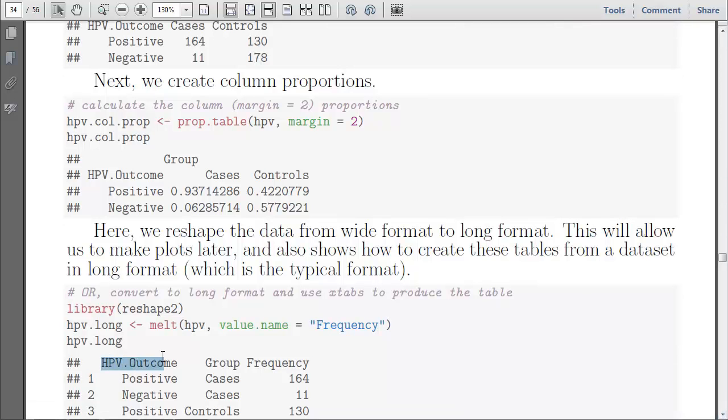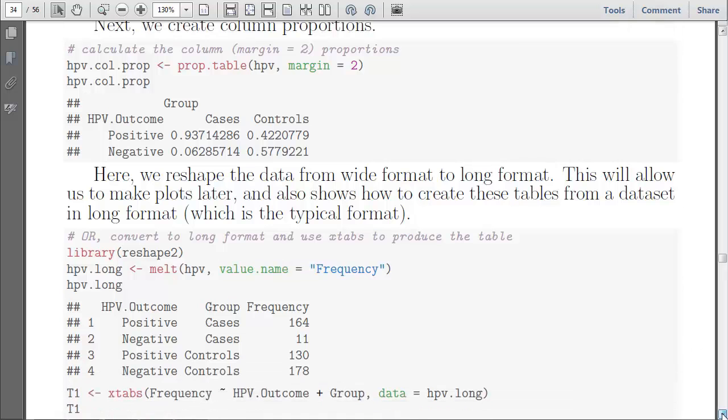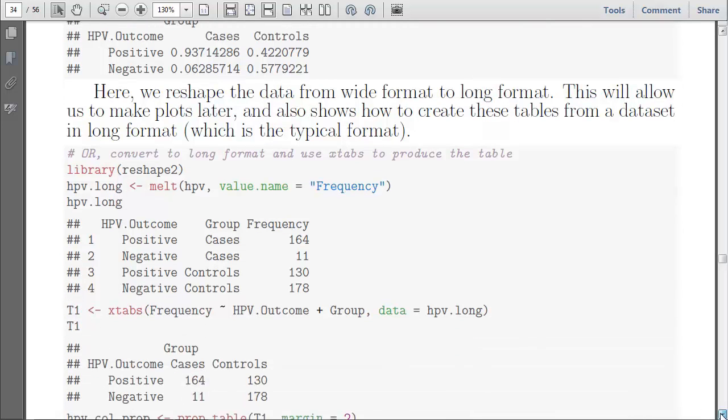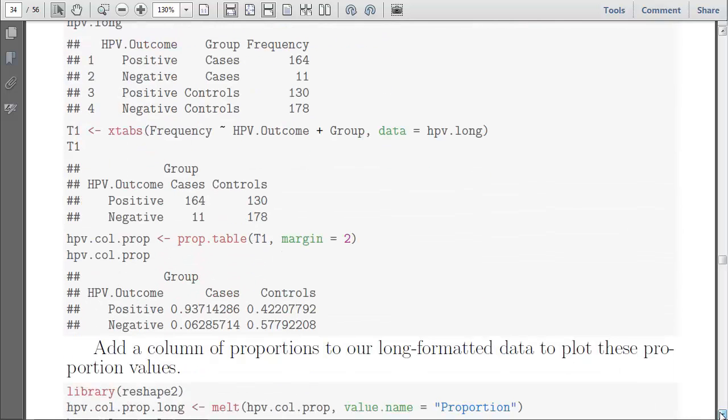So here's the first column, HPV outcome. We've got positive and negative. Then on the second column, we have group, which are cases and controls. And then the third column are the frequencies. And the name frequency, I needed to specify the value name. All right. So now each row and column is uniquely identified and given the frequency. And now we can do some analysis with it.